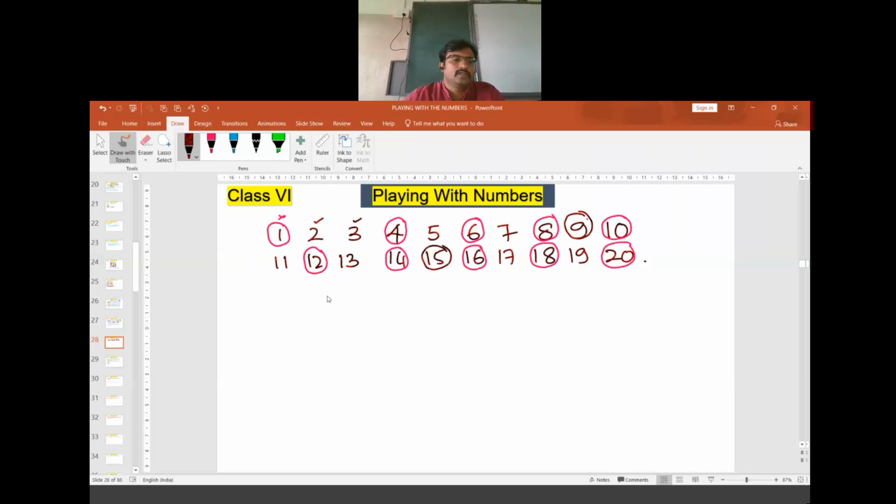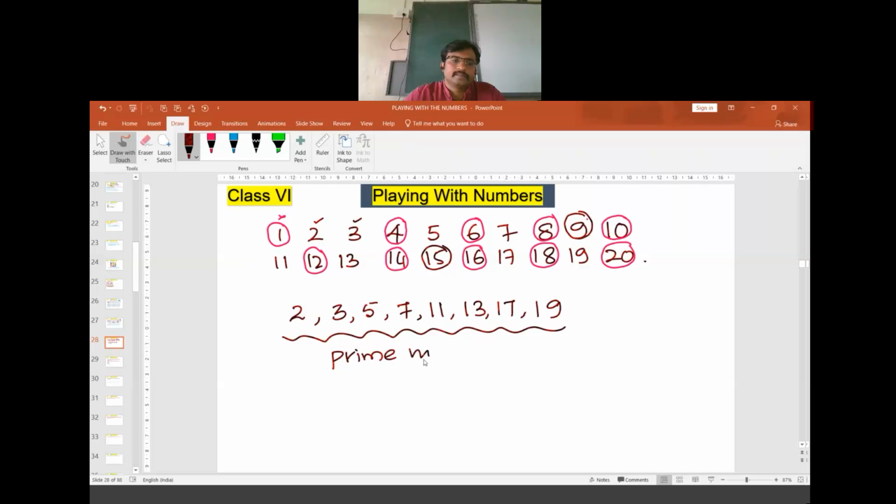Now if you observe, the numbers left out are 2, 3, 5, 7, 11, 13, 17, 19. These are the prime numbers less than 20. You can apply the same method to find the prime numbers which are less than 100.